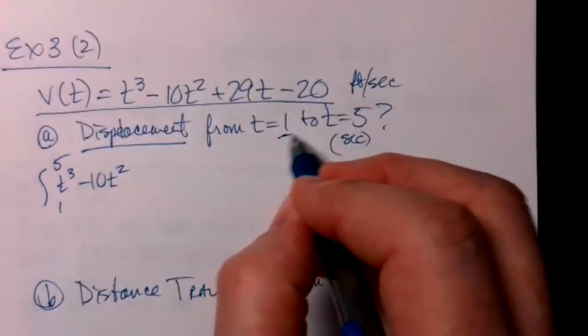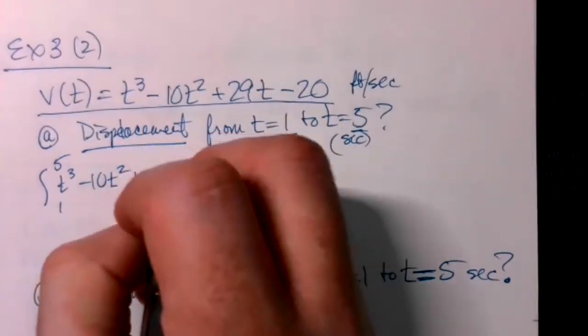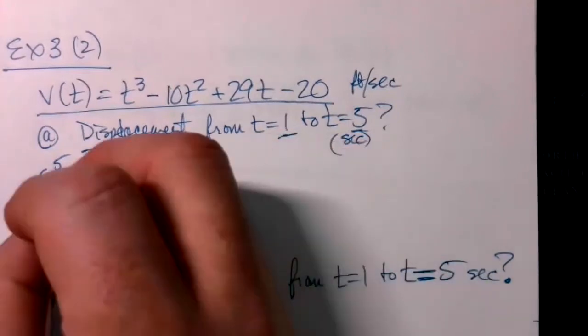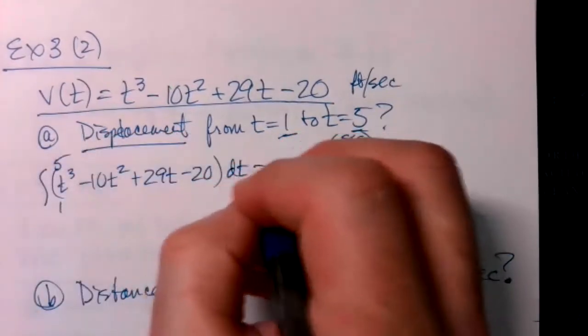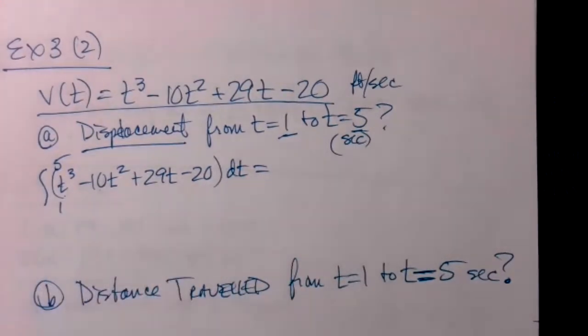We're talking about from t equals 1 to 5 seconds. So this is my setup, and you need to be able to do this setup. This is not a big deal. Just write it out. Ta-da. All right, we can do antiderivatives term by term. So that's what we're going to do.